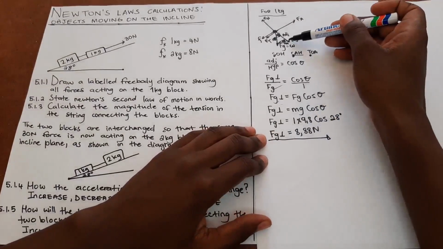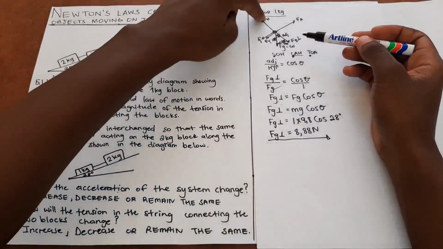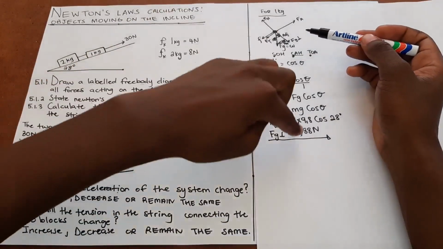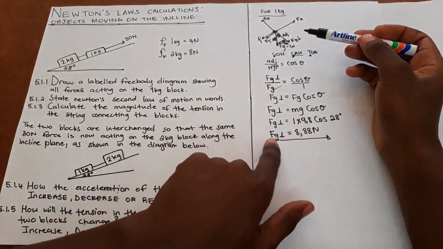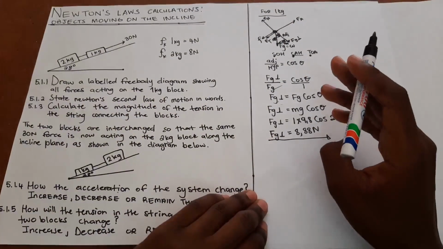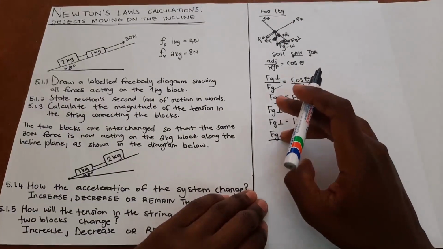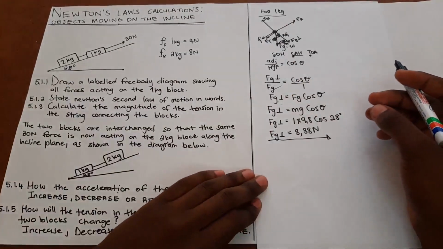So this becomes our gravitational force acting perpendicular, meaning that it is also equal to the normal force. Our normal force here is 8.88 newtons. So we found the perpendicular component on this 1 kg block.